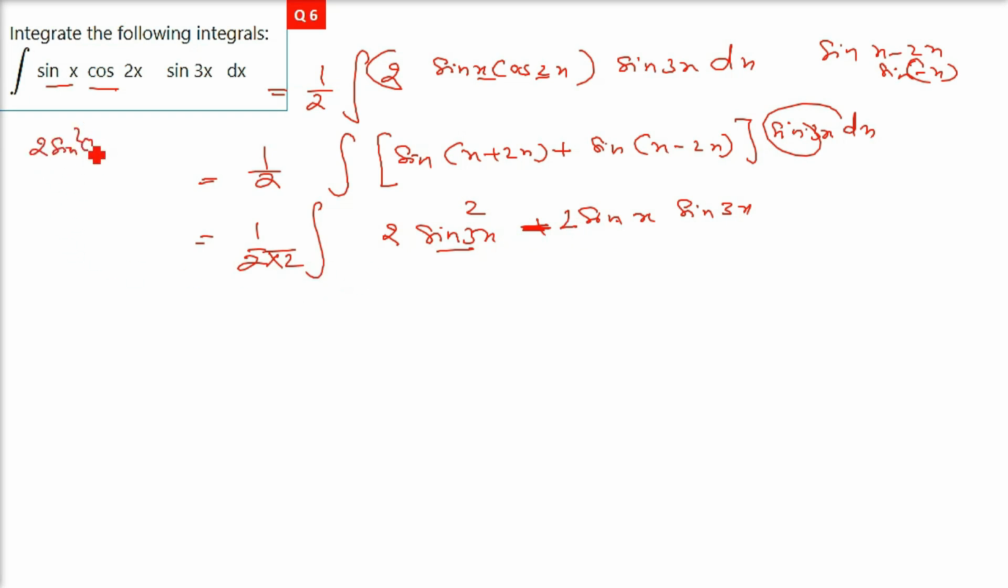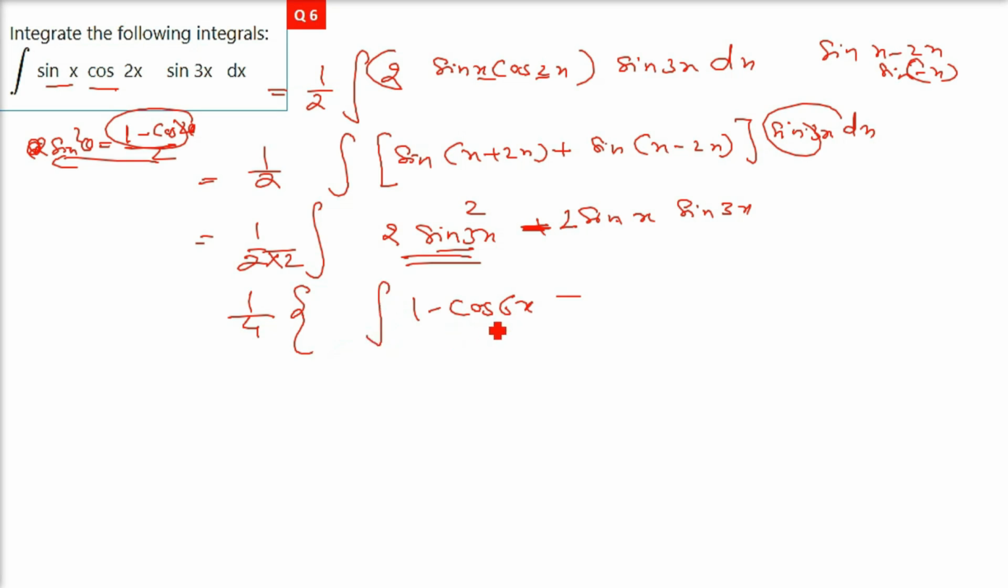Because 2 sine square theta is 1 minus cos 2 theta, and sine square theta is 1 minus cos 2 theta by 2. So sine square theta we write as 1 minus cos 2 theta divided by 2, or 1 minus cos 2 into 3x. It is 1 minus cos 6x divided by 2. This is 1 by 2 into 2, that is 1 by 4. And this is curly braces for all of them I am using. 1 minus cos 6x, this is the first term.